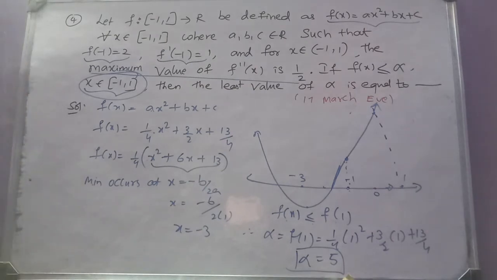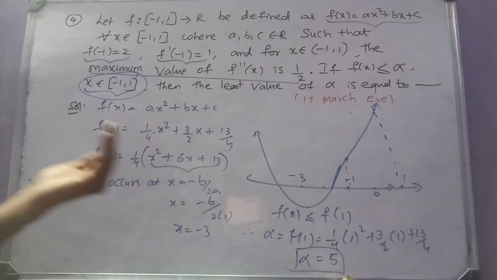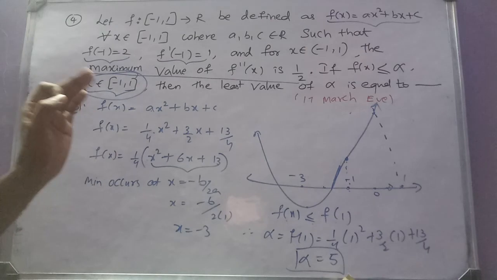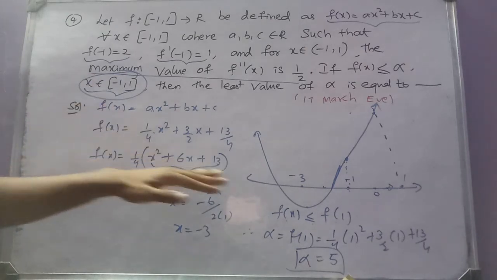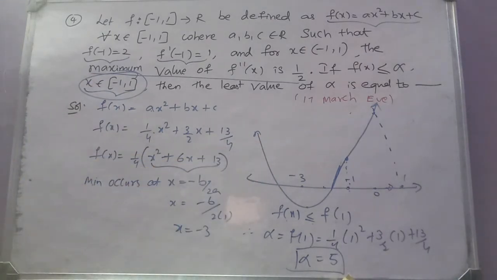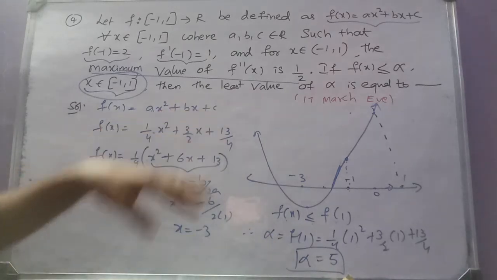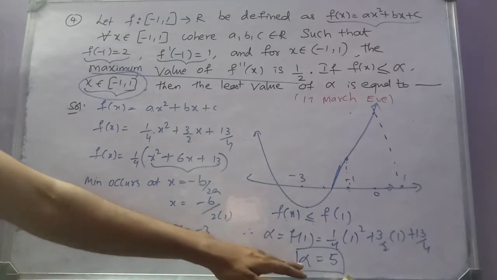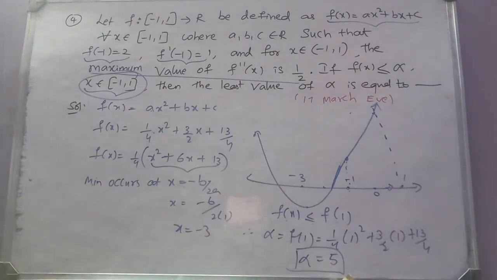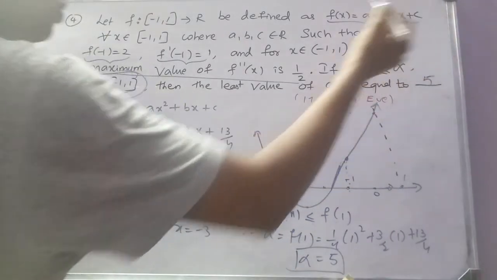So if you want, you can once again go backward and go through the solution once, but this is a very easy solution. You should have some basics of the maximum minimum. Okay, so therefore alpha is equal to 5. Alpha is a constant which is equal to 5. It is an integer type question, so the answer is 5.